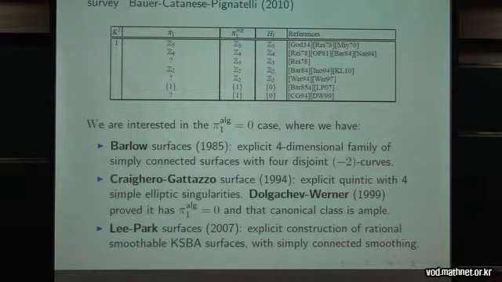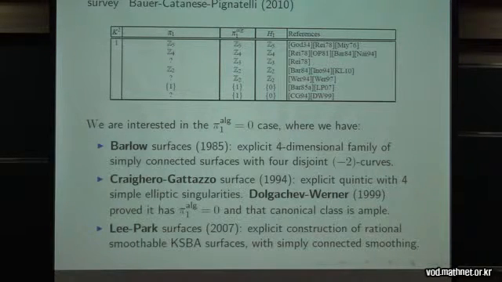So one of them were constructed by Barlow in 1985. And there you have an explicit 4-dimensional family of simply connected surfaces. So you can prove that they are simply connected. And they all have 4 disjoint -2 curves.